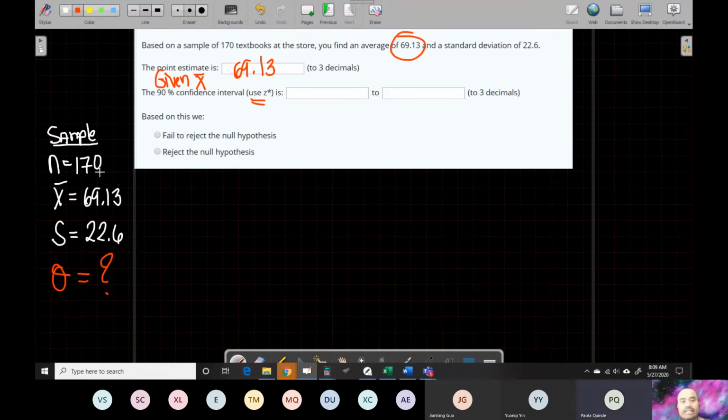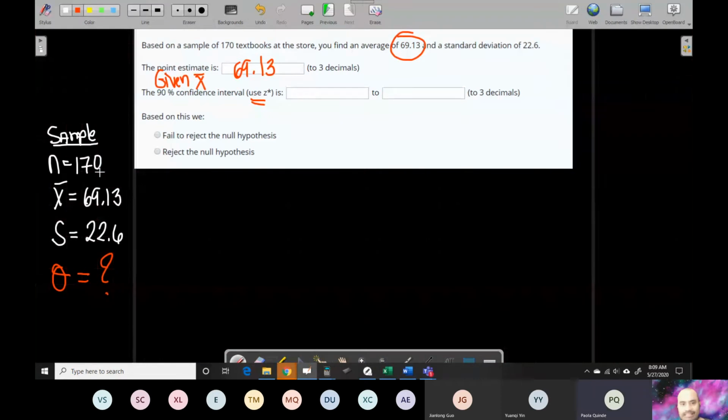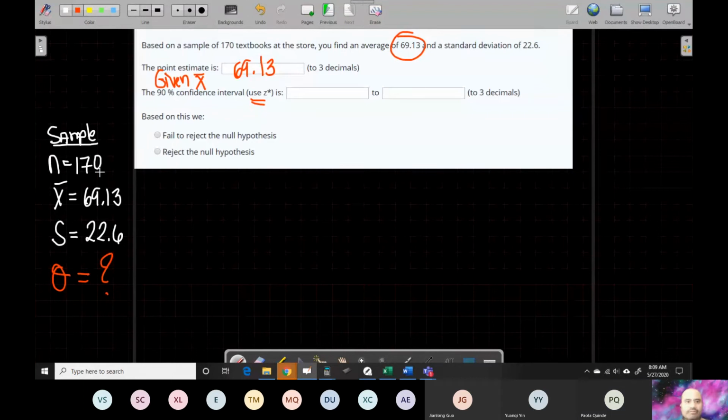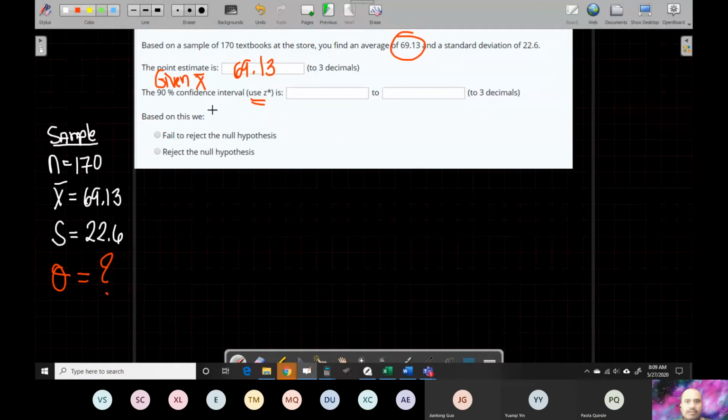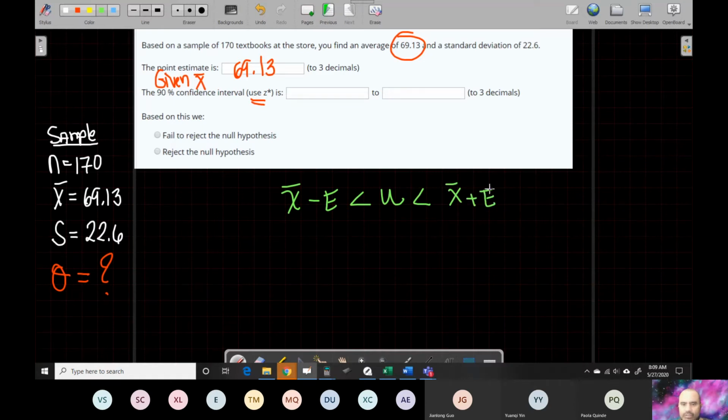Now, if they don't say in parentheses to use Z value, then do not use Z values. You understand? Don't use Z values if they're not asking you to use them. But in this case, we're safe because they're asking you to do that. Now, we're going to use a confidence interval method. What is the confidence interval method? It is this value here. The moment that they use this confidence interval, that's basically what they're asking you to do, right?